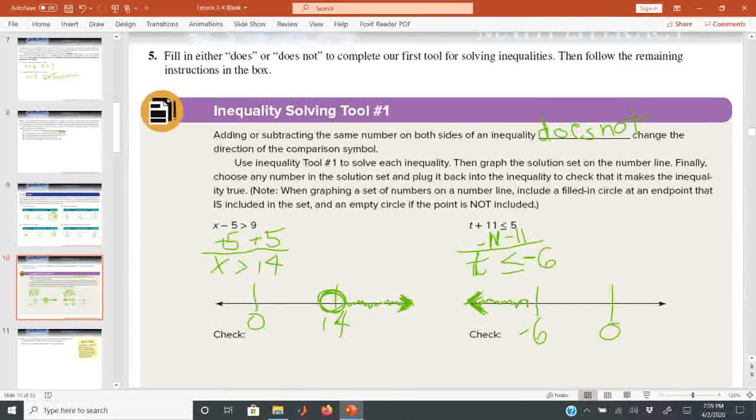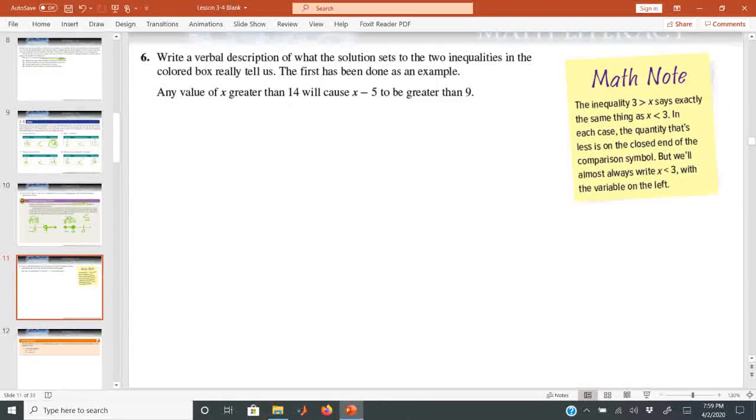And now I draw a circle around my negative 6 to show that's the dividing line, but to show that we're going to include the negative 6, the negative 6 will work because now it says I can be equal to that. Negative 6 plus 11 equals 5, and that's okay because I have the or equal line at the bottom. Okay. Go on to question 6. Restart the video when you're done.